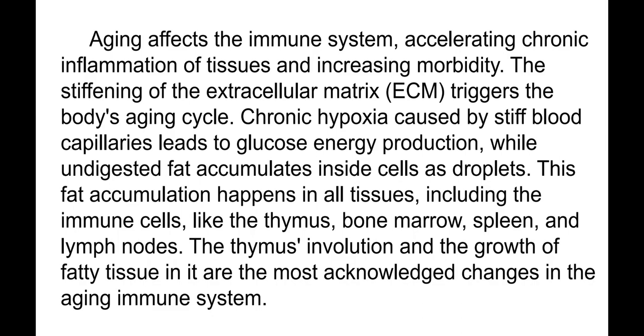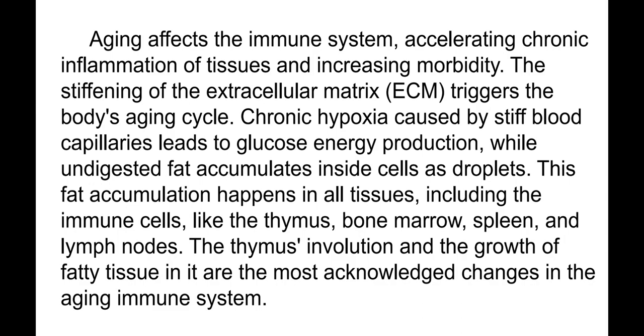Aging affects the immune system, accelerating chronic inflammation of tissues and increasing morbidity. The stiffening of the extracellular matrix triggers the body aging cycle. Chronic hypoxia caused by stiff blood capillaries leads to glucose energy production, while undigested fat accumulates inside cells as droplets. Okay, so you understand that if we do not have an adequate supply of oxygen, then energy can be produced only from glucose, not from fat, and then the cells move the same way as cancer cells. They move to glucose as an energy source, and fat cannot be used. It accumulates inside the cells.